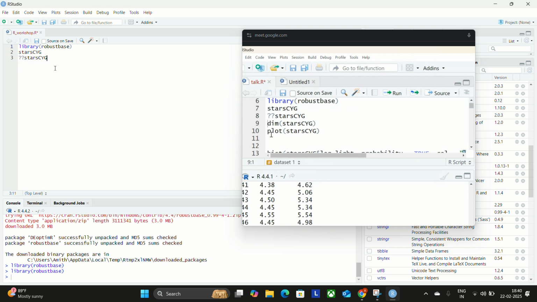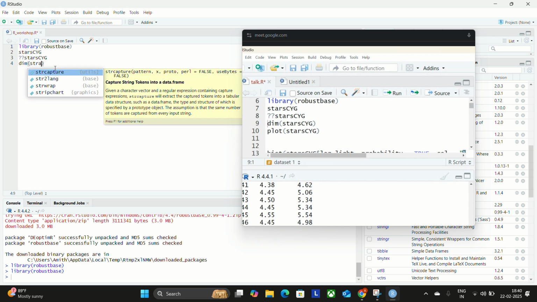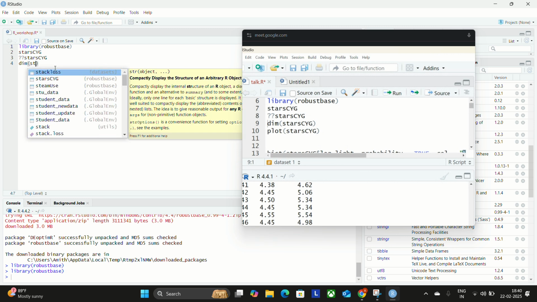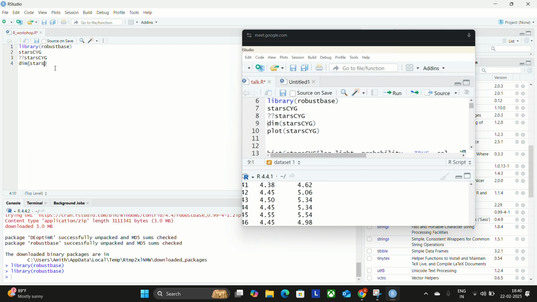Now this data set is called the stars CYG data set. What is the data set about? It has two variables. One is log.te and the other one is log.light. Both of them are logarithmic data, and TE represents the temperature at the surface of the star. Then you have the log light. Here we take the temperature as the dependent and the light as the independent variable.